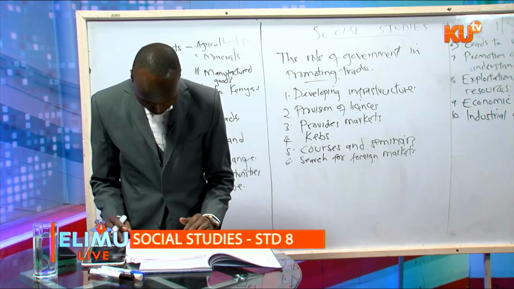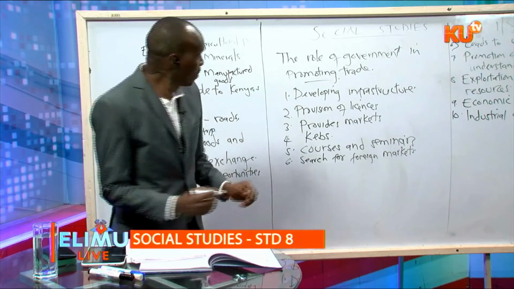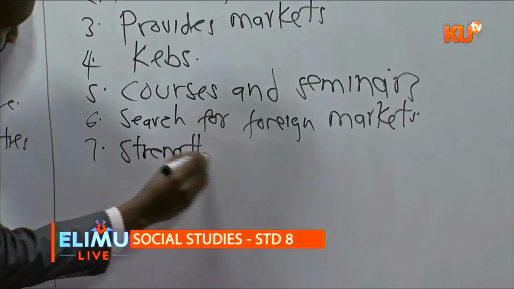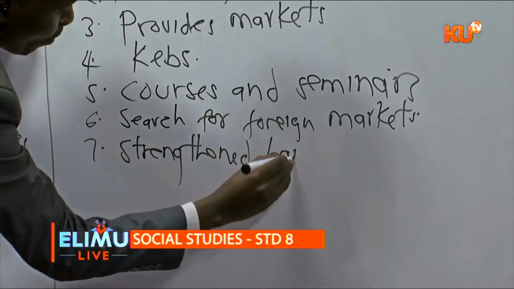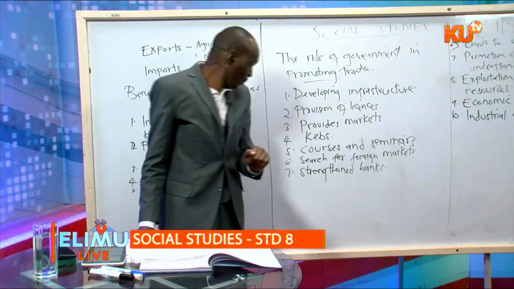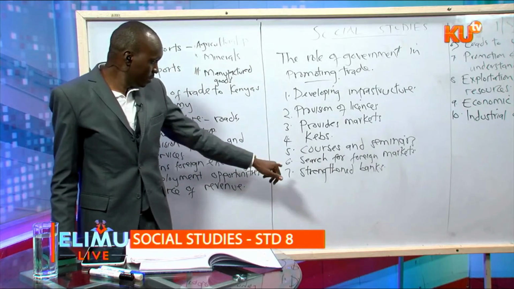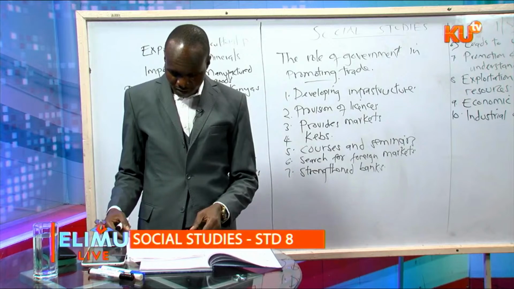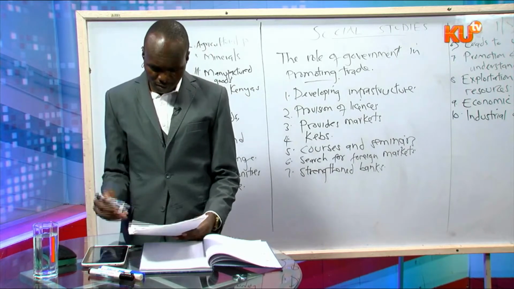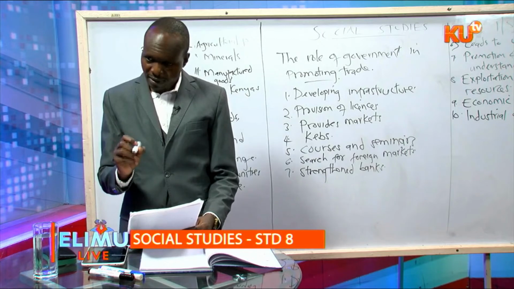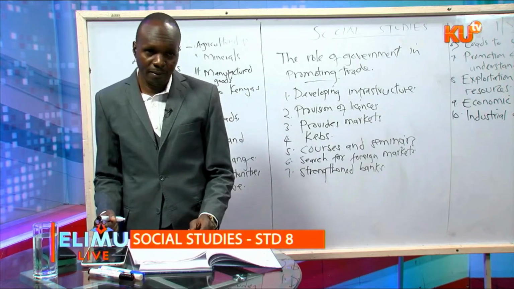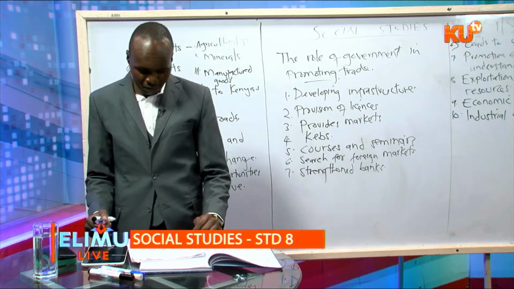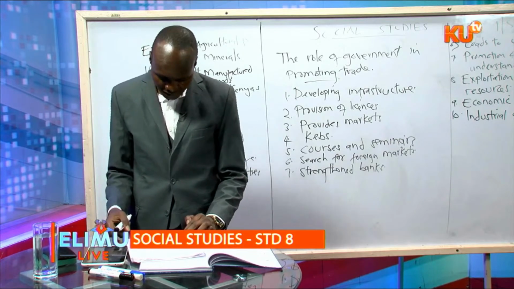The government also has strengthened banks. Here, the levies are regulated by the government so that the customers are not harassed, the taxes are not hiked. Also appointing the trade officers. The government appoints the trade officers.